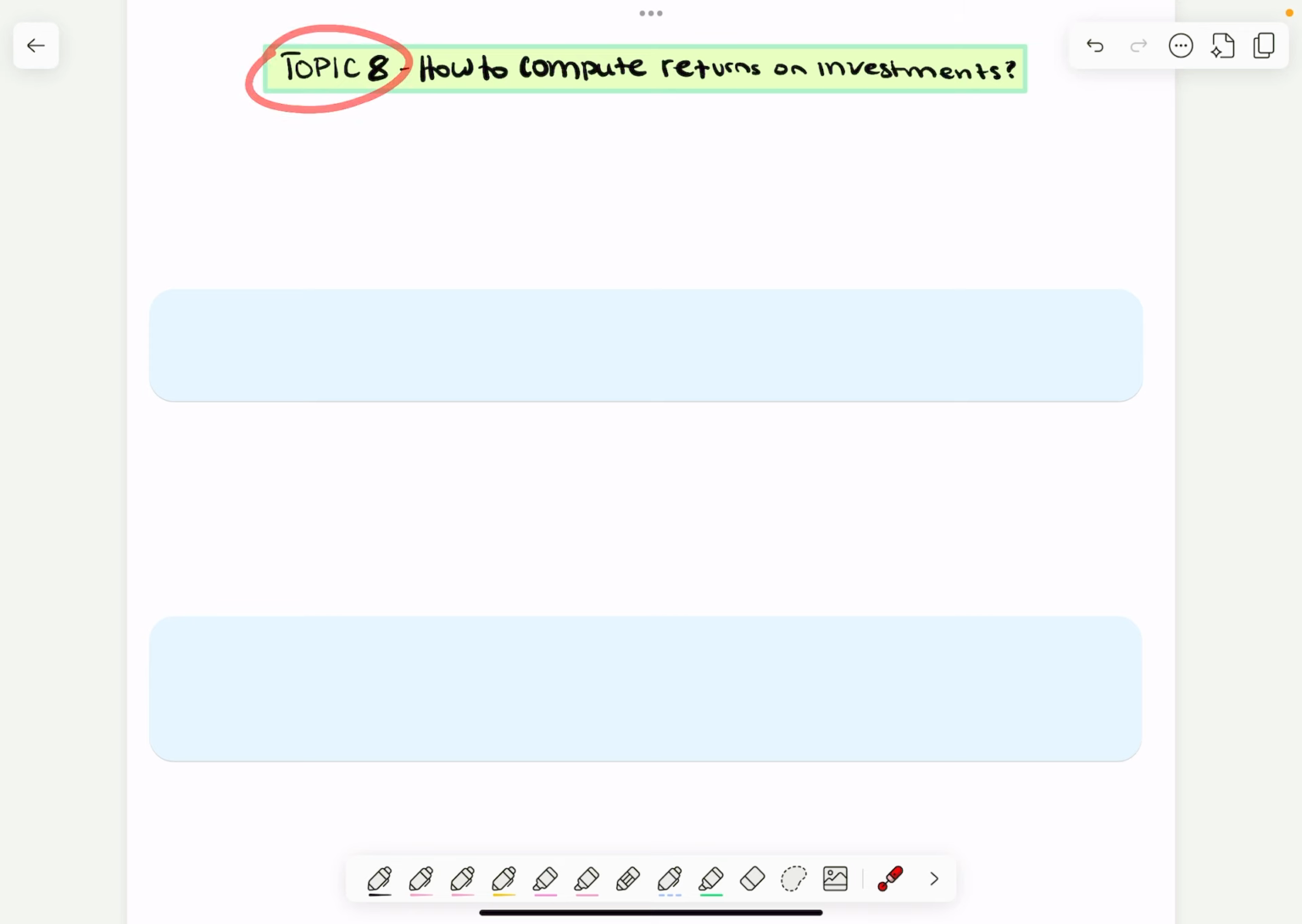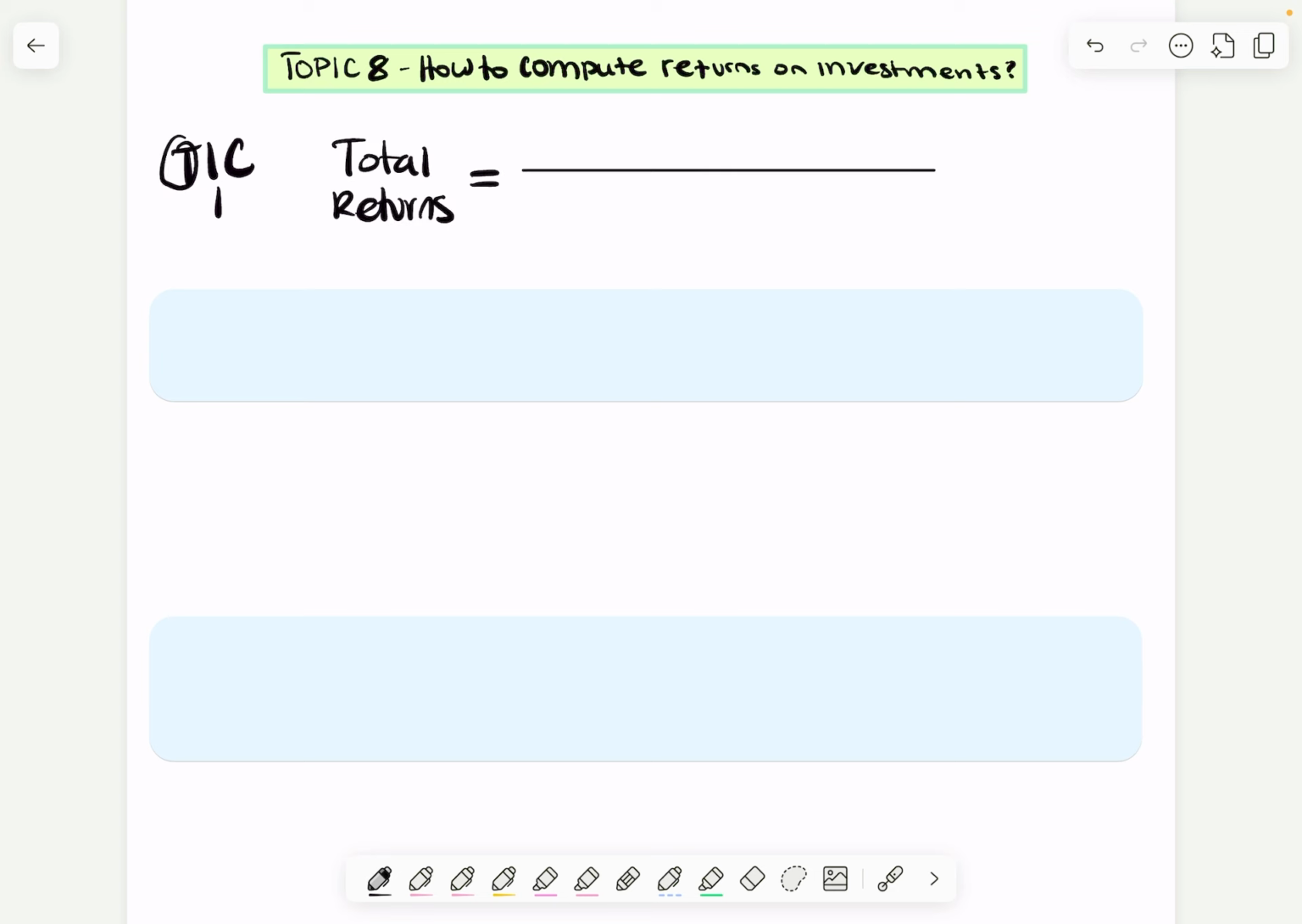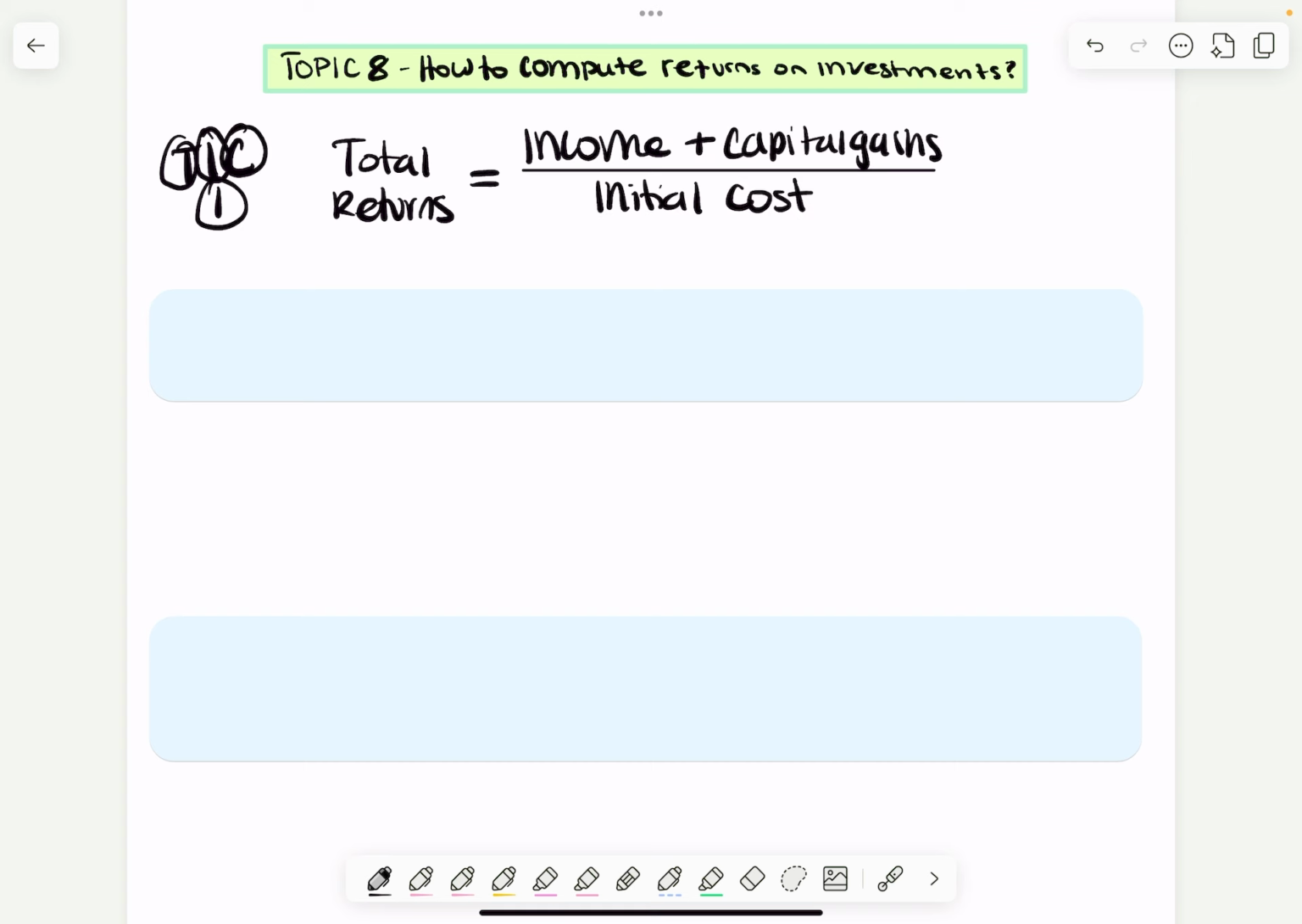Welcome to topic 8. The first skill you have to learn is how to compute returns on an investment. The way that I remember the formula, not like you need to because it's on your formula sheet for exams, is T like a tic-tac and then an extra I. So T for total returns is equal to a fraction: I stands for income, plus capital gains, divided by your initial cost.